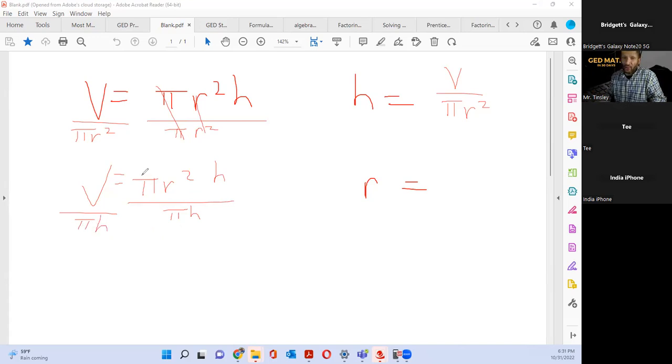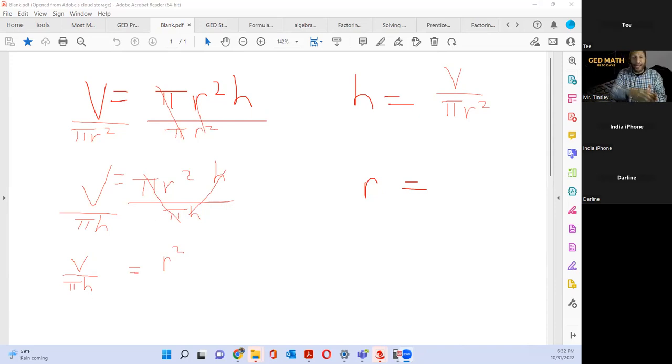What happens to the two pi's on the right side? Cancel out. What happens to the h's on the right side? They cancel out. I'm left with what? R squared. R squared is equal to the volume divided by pi times h. Well, I still don't have R equal. Remember, we got R squared, but we want R equal. How can I get just R if I have R squared?